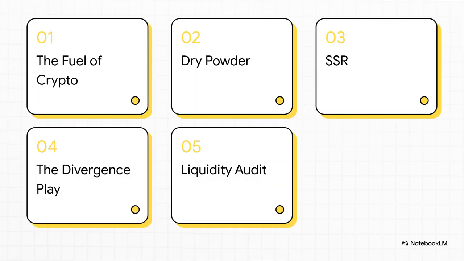Well, here is our tactical briefing for today. We're covering 1, the fuel of crypto, 2, Kuru Barut, which is dry powder, 3, the Stablecoin Supply Ratio, 4, the divergence play, and finally, number 5, your very own liquidity audit.